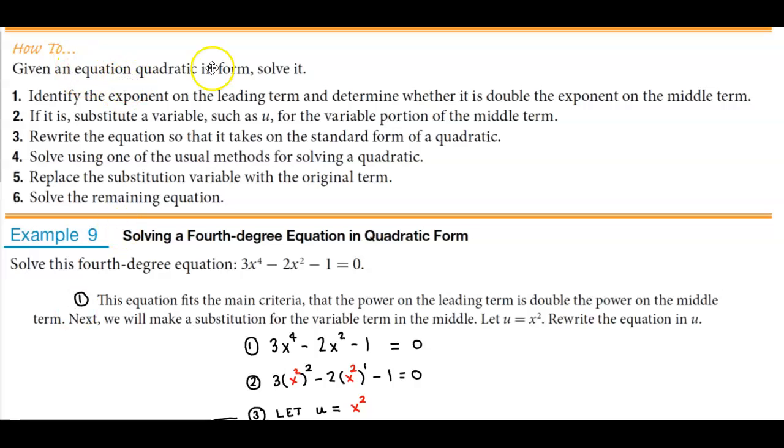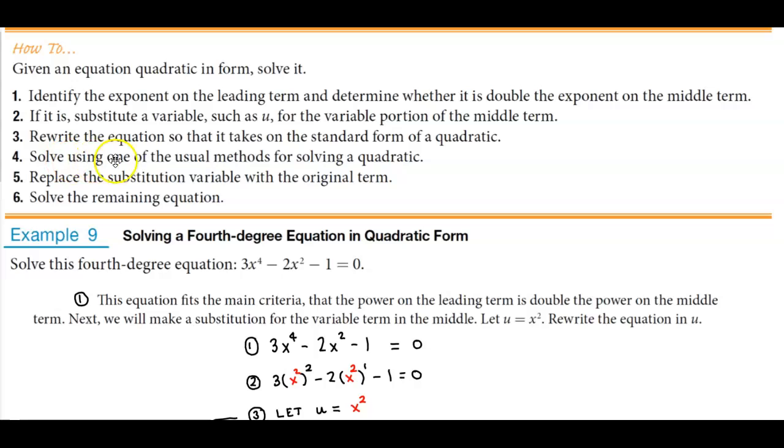Given an equation quadratic in form, we want to solve it. Number one, we have to identify the exponent on the leading term and determine whether it is double the exponent on the middle term. Number two, if it is, we're going to substitute a variable such as u for the variable portion of the middle term.